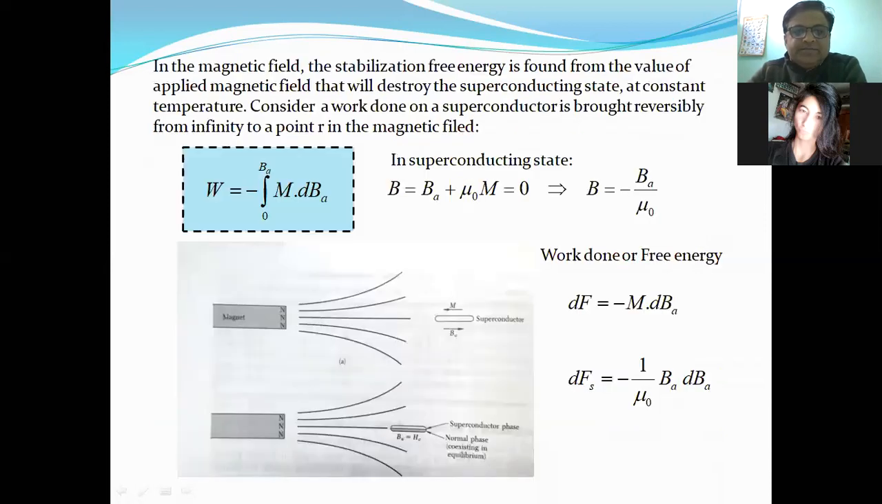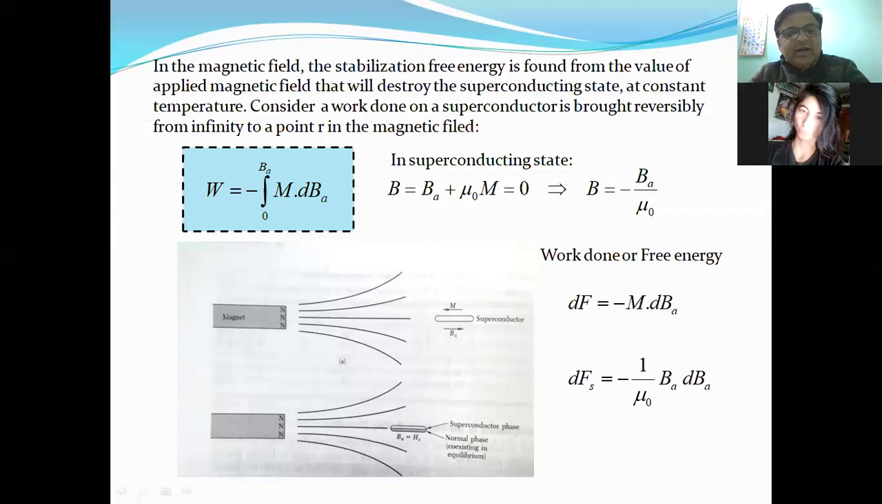So now look at this slide here. Here we are talking about the magnetic field, where the stabilization free energy is found from the value of the applied magnetic field that can destroy the superconducting state at constant temperature. Consider the work done on a superconductor that is brought reversibly from infinity to a point R in the magnetic field.